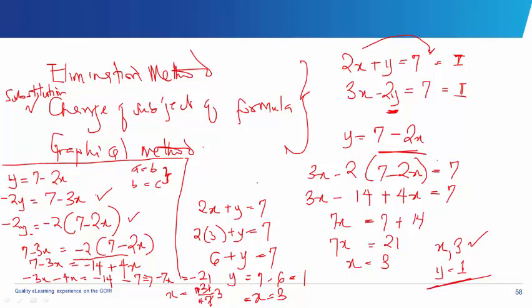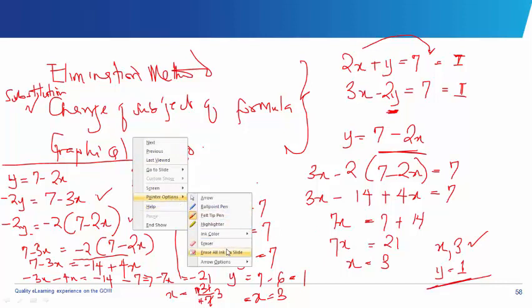Then with x equals 3, we can now use this method to find what y is. So that is our elimination method. We eliminate one of the variables. So for this instance, we eliminated y. Okay? So let's look at other examples.